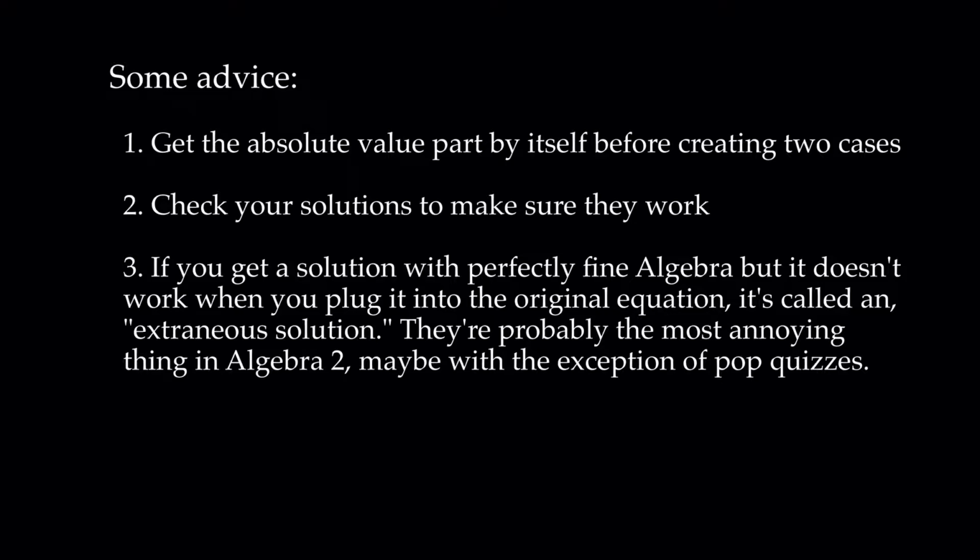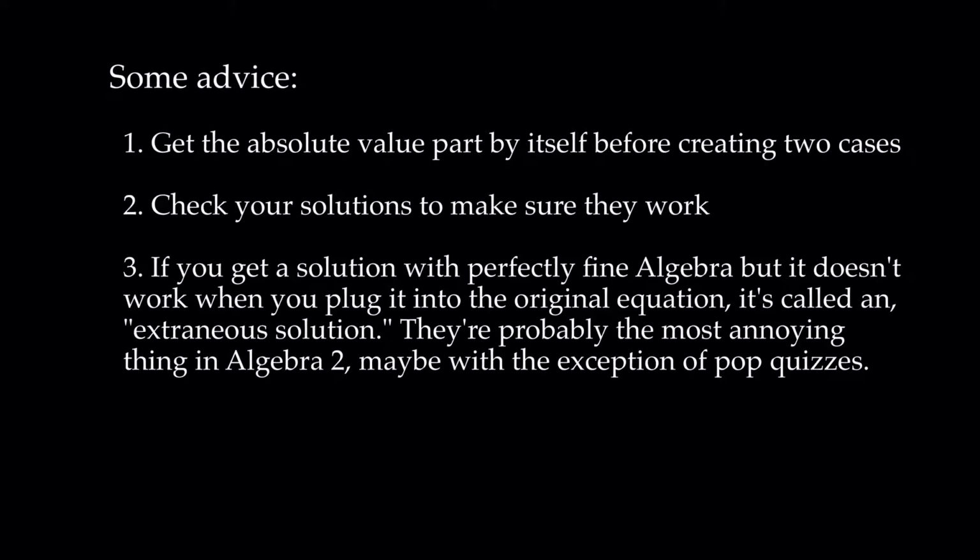It's just like when you solve something for x, except the whole absolute value part is kind of your x, if you will. Second tip is check your solutions to make sure they work, which is everybody's least favorite thing, and people always forget to do it. And third, if you get a solution with perfectly fine algebra, in other words, if you did the algebra right, but it doesn't work when you plug it into the original equation, it's called an extraneous solution. That's what we call those. We had one of those a minute ago. -5 was our extraneous solution on that third problem there.